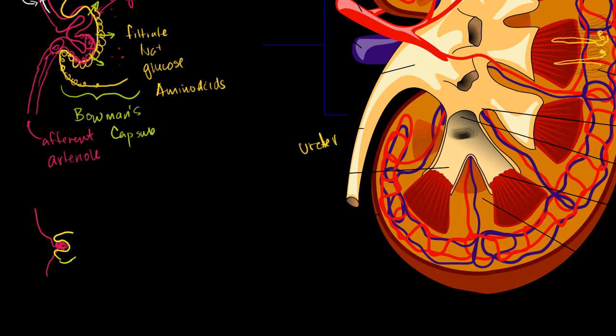So we have our filtrate here. I'll make it a little bit yellow. So we have our filtrate right here. That's the filtrate that just comes out at this point. Sometimes it's called the glomerular filtrate because it's been filtered by the glomerulus, but it's also been filtered by those podocyte cells on the inside of the Bowman's capsule. But now it's ready to go to the proximal tubule. So let me draw something like this.